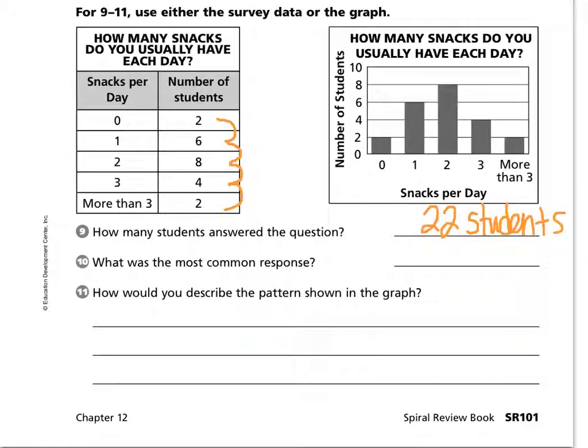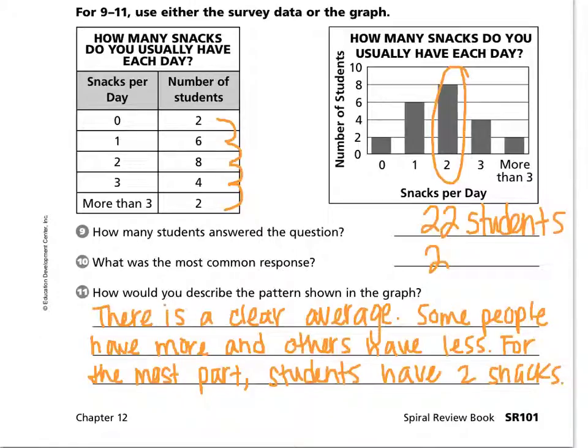What was the most common response? You can see easily by the bar graph that 2 was the most common response, and that was by 8 students. How would you describe the pattern shown in the bar graph? I would say that the average is shown pretty reasonably, that the pattern has a middle point, but some people have less and some people have more than the middle point, or what we call the average. Remember to explain your reasoning.